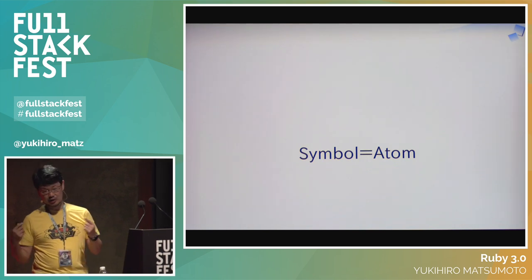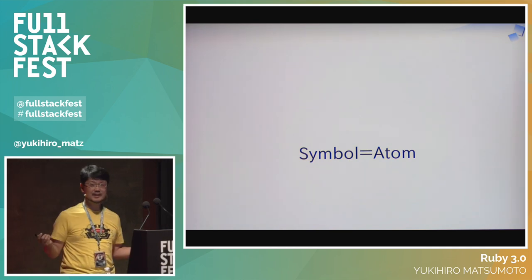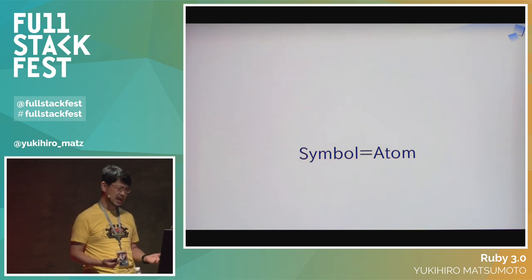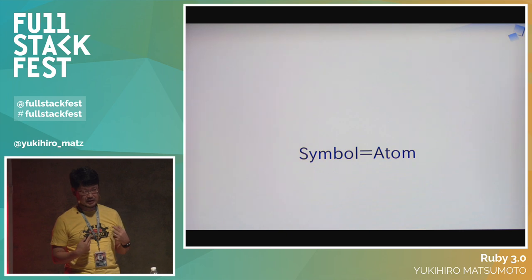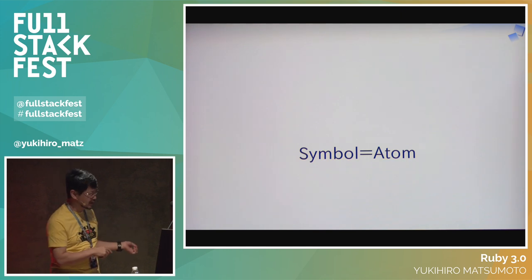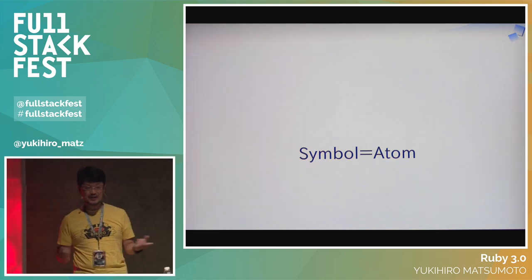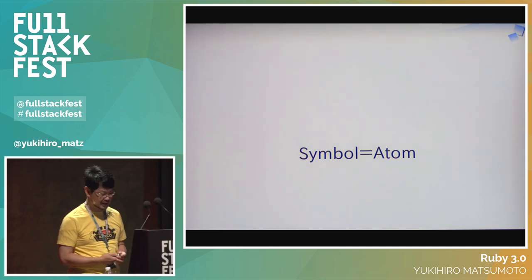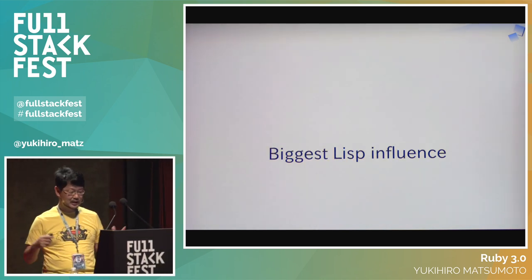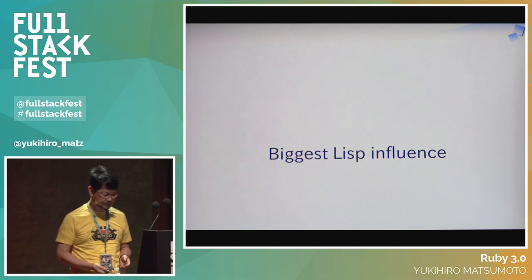When I was in school, I was pretty much influenced by the Lisp programming language. I have never been a Lisp programmer, but I studied the Lisp programming language. I read through the books, and I was pretty much influenced by its design. So when I started designing a programming language named Ruby, I stole many features and attributes from Lisp. Symbols are one of them. Symbols are one of the biggest Lisp influences in Ruby.